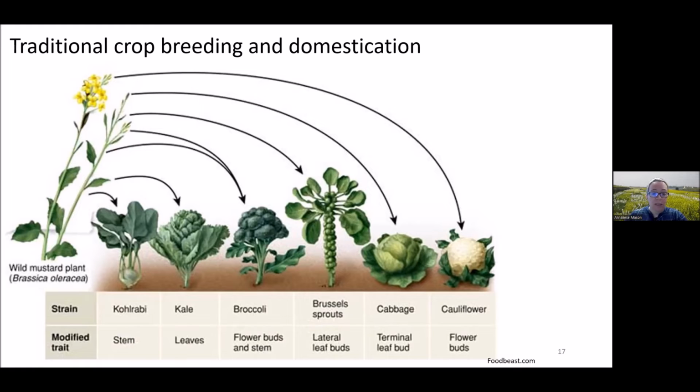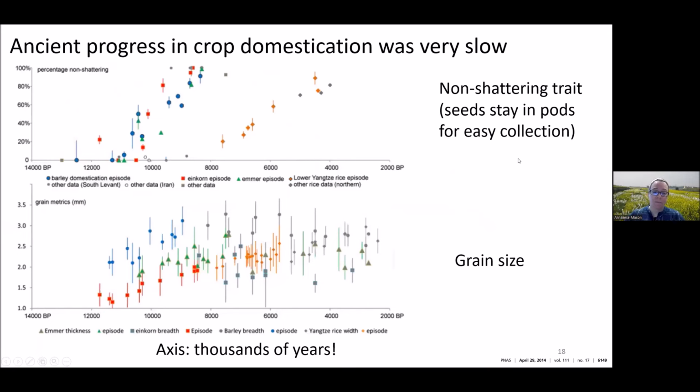So this worked quite well to give us our crop cultivars. But the problem is that this process generally is actually very slow. So for crop domestication, here are two major domestication traits. Non-shattering means that the seeds stay in pods, so you can harvest them easily. And this is a major domestication trait, because if the seeds drop to the ground before you can grab them, then these plants don't tend to be selected for. And also, of course, grain size, which is generally quite important.